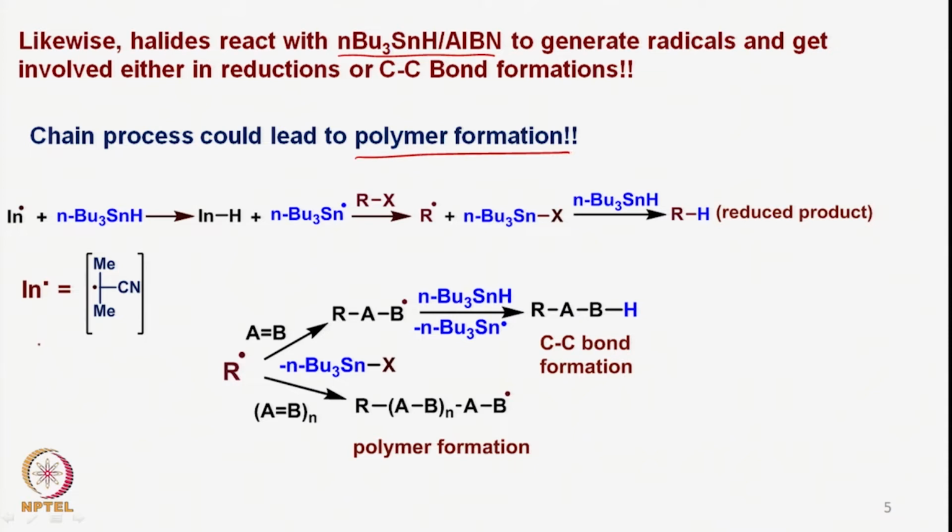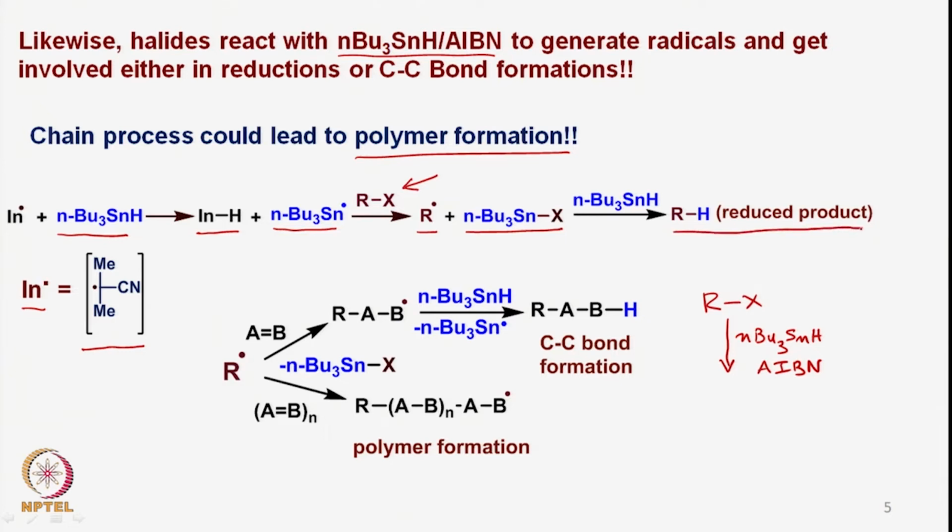So what is happening is that in these cases, if you have an RX here and you react it with tributyltin hydride in the presence of a radical initiator like AIBN, as we discussed last time, it would form this particular radical, which is what we call the initiator dot. That interacts with the tributyltin hydride and forms In-H, and this radical interacts with the hydrogen and forms this, and releases the tributyltin radical, which interacts with the RX to be reduced. Then R dot is formed and tributyltin X is released, and then this radical interacts with the tributyltin hydride to go to the reduced product.